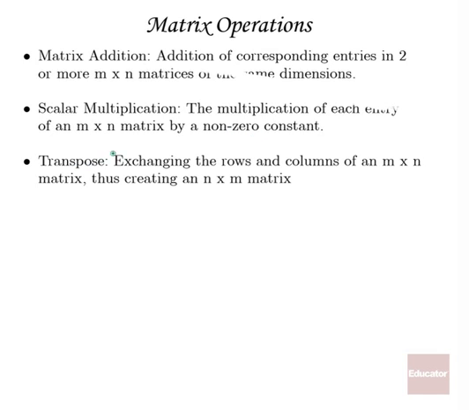The transpose is where you're exchanging the rows and columns of an m by n matrix, thus creating an n by m. So if I start with a 6 by 3, I transpose it, I get a 3 by 6. If I start with a 4 by 4 and I transpose it, it's still a 4 by 4, but it's a different matrix because the entries have switched places.